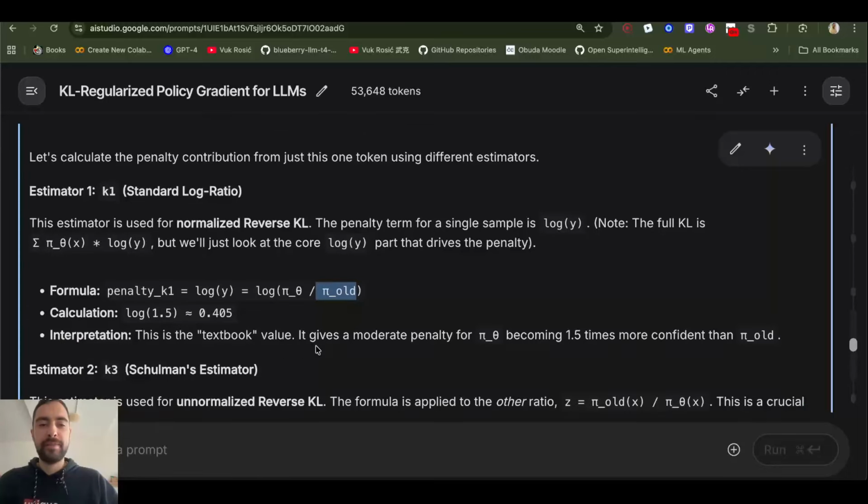And the formula for K1 is just log of new probability over old probability. So the formula is a bit different than the reverse KL, but it's going to serve the same function. If we had a very small probability before and now we assign a very high probability, the estimator will be very high, so it will punish the same thing the reverse KL is punishing.